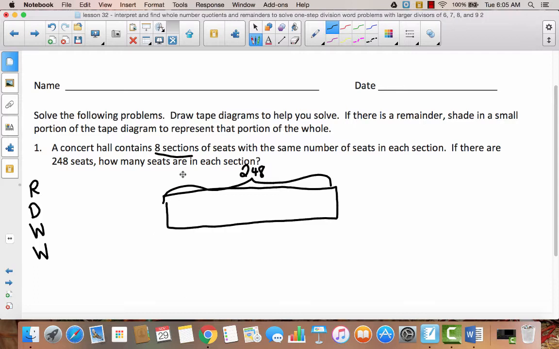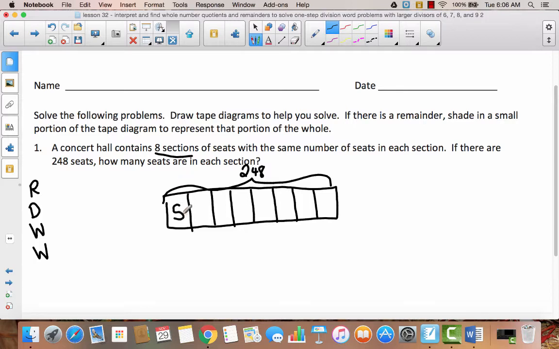Well, hopefully you said this means there's 8 groups. So we're going to divide this tape diagram into 8 sections. Now I like to go ahead and divide it into 4 parts like this, and then divide each fourth in half like this, so that I end up with 8 parts. Now I'm trying to figure out how much is in each group, but I know there's 8 groups. So I'm going to put my unknown. I could put a question mark here, or I could put a variable like the letter S, since I'm talking about seats.